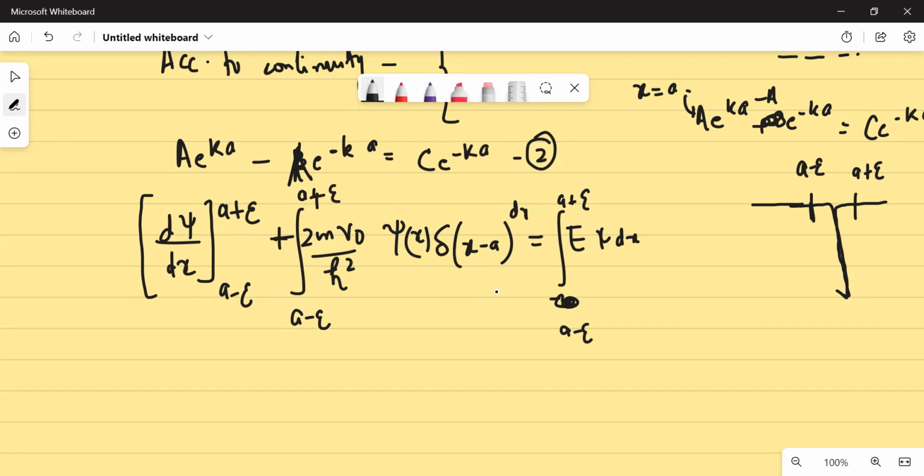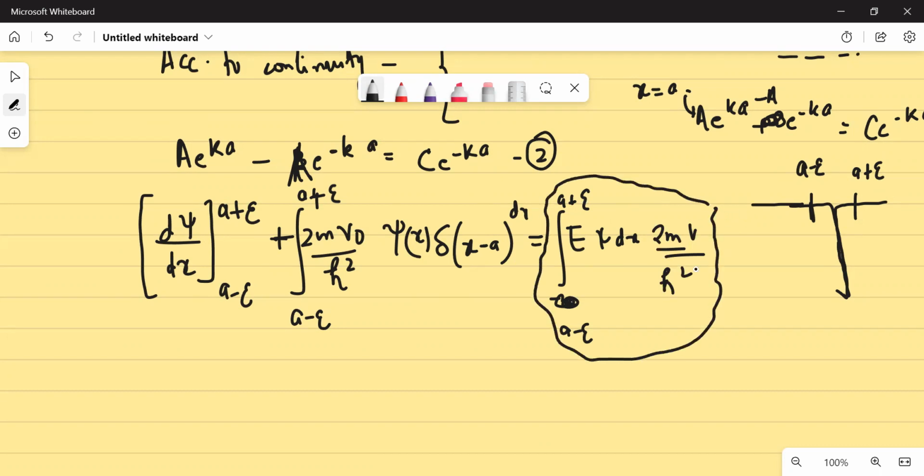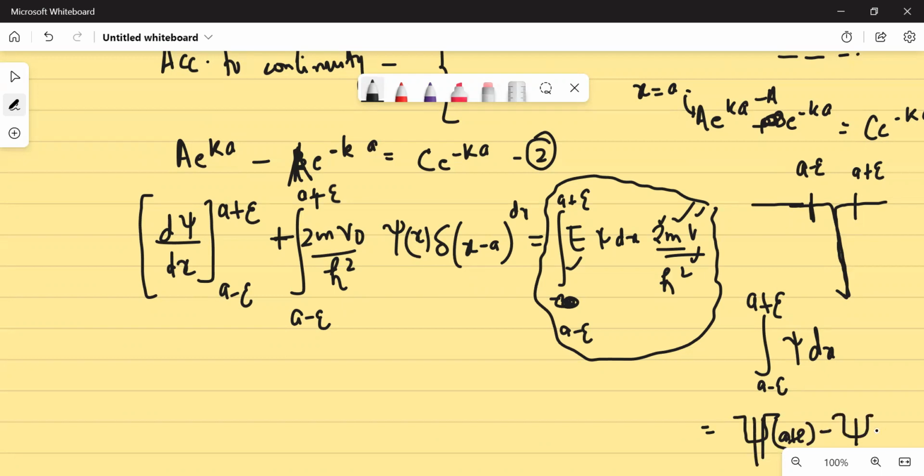Now, as we did in the previous lecture, this integral would go to 0. There would be some 2m and h bar factors as well. Why would this entire integral become 0? This is constant, this is constant, this is constant. The constant will come out, and the integral of psi from a minus epsilon to a plus epsilon would yield some psi at a plus epsilon minus psi at a minus epsilon. As epsilon tends to 0, this will get cancelled.